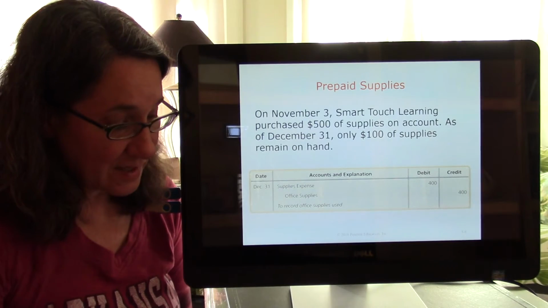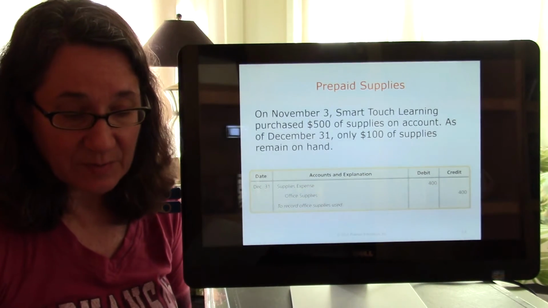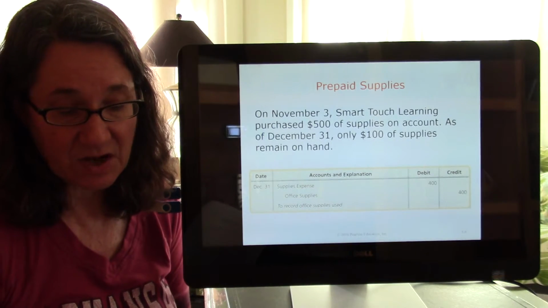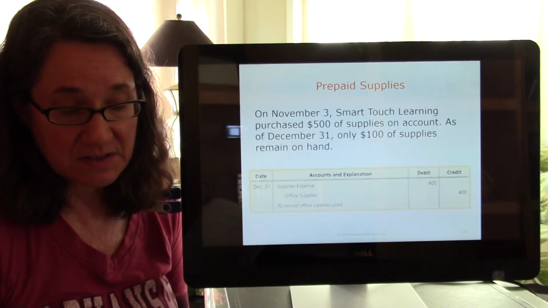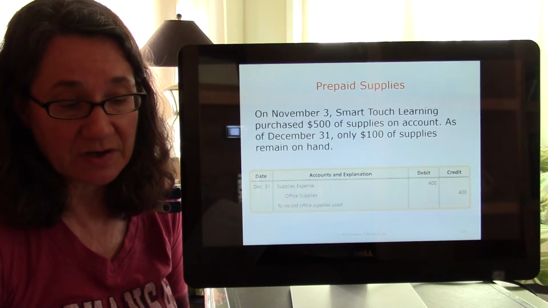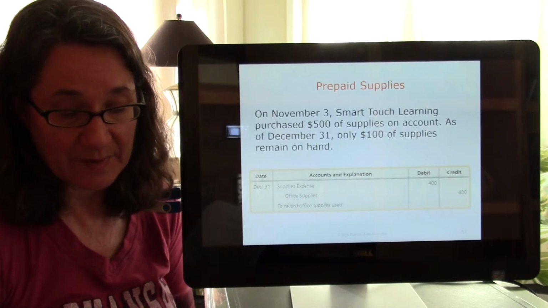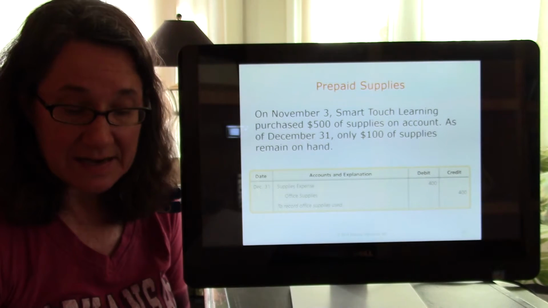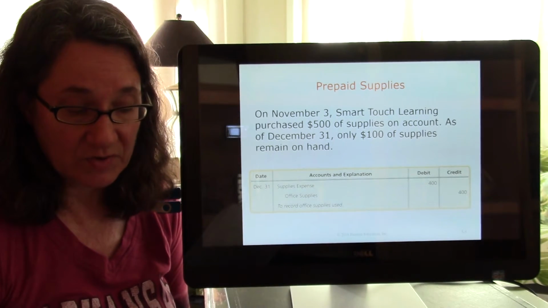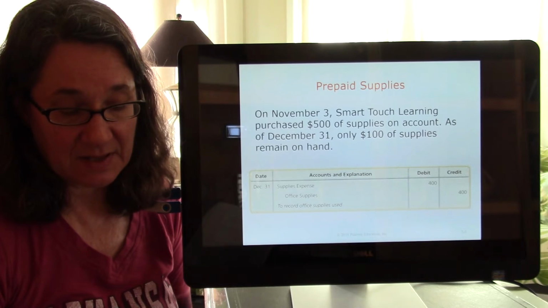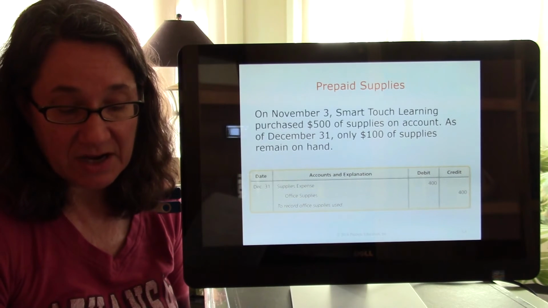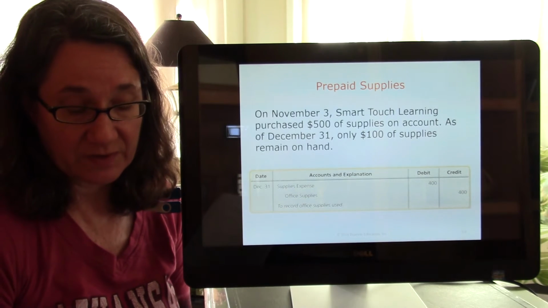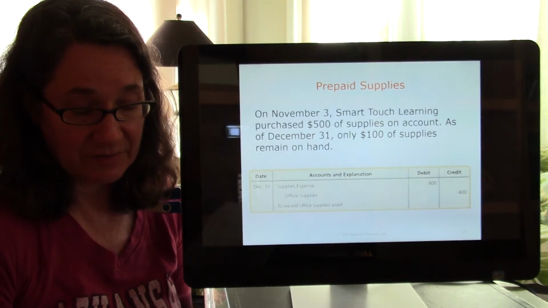So our example is on December 31st, unadjusted trial balance for Smart Touch Learning shows a balance in office supplies of $500. This represents the amount of supplies that were purchased earlier in the period. All right, so back earlier in the period, we bought some supplies, put them in the supply cabinet. Assume the ending balance of supplies is $100, which was found by counting the office supplies on hand at the end of the month. Since there are only $100 of supplies left on hand, the company has used $400 worth of supplies, found by taking 500 minus 100, right?